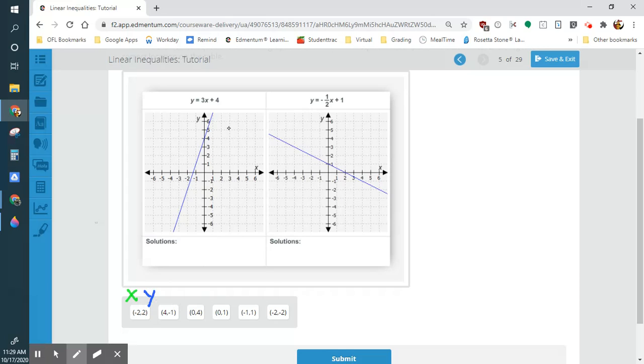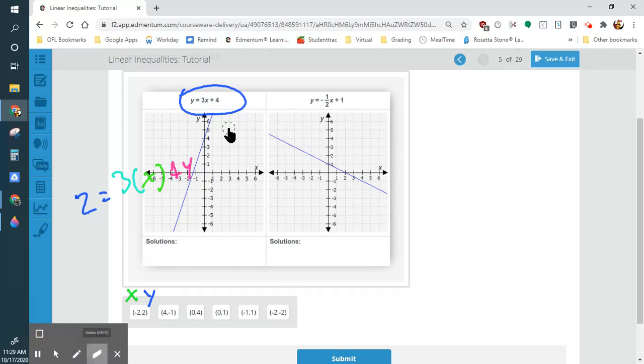I'm going to plug the 2 into this equation. So 2 equals, and I'm going to switch over here to 3, and plug in my x, and then plus 4. My x is going to be that -2, so I'm going to plug in this -2 here.